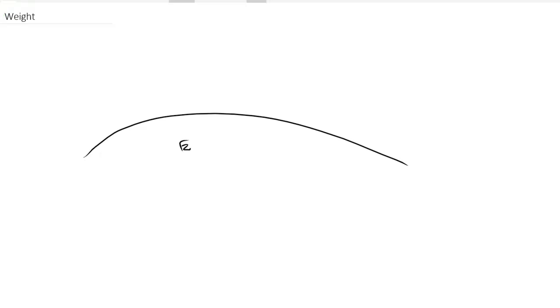So let's say we have the Earth here, and we have some object above it here. And then we have the object's weight as the force that the Earth exerts on this object. Okay, so the force of the Earth on the mass here, and we know that a force, a net force, is equal to a mass times an acceleration.